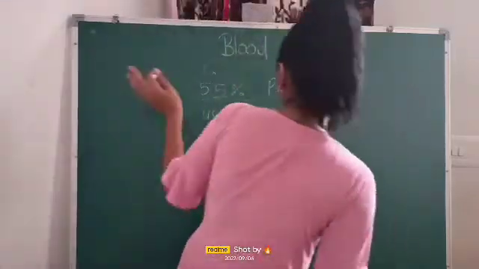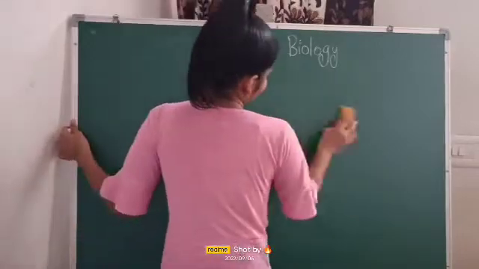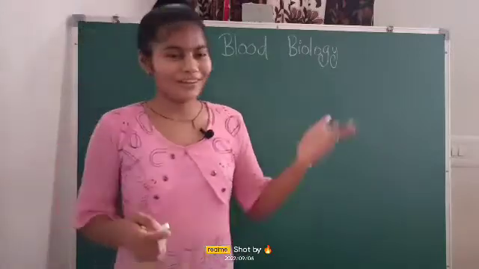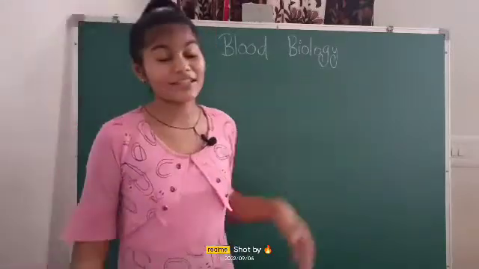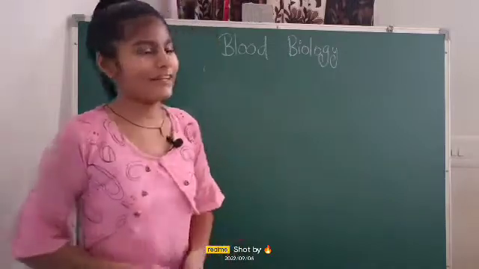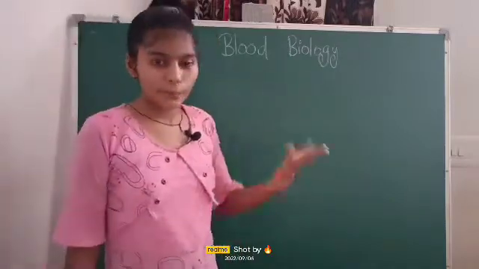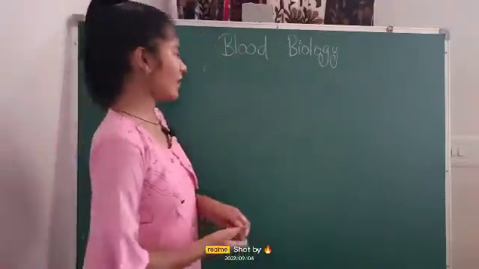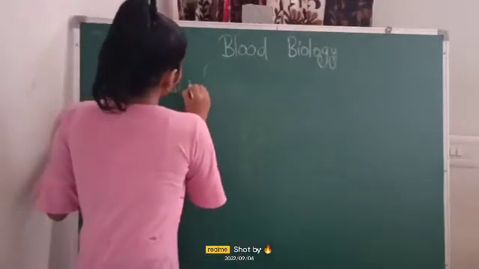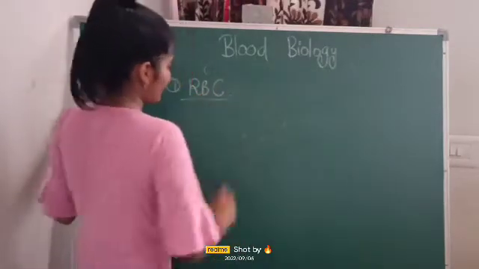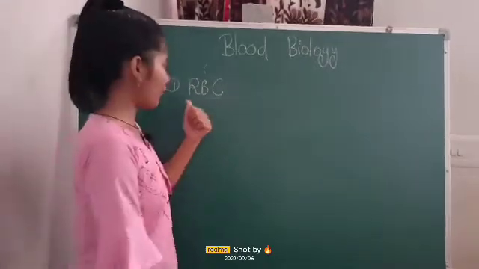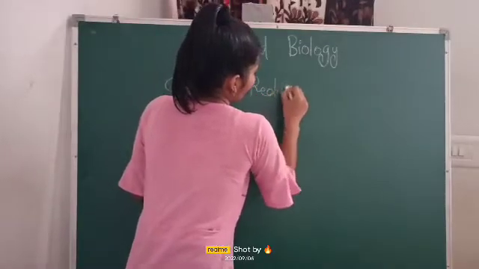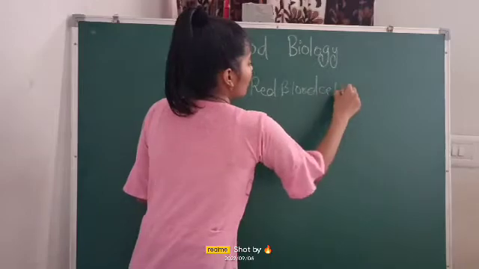So let's clearly understand blood cells. The study of blood is called blood biology, or cell biology for cell study. Talking about the components, we reach the blood cells, which we categorize into three types. The first one is RBC. RBC stands for red blood cell. Red blood cells are cells which are red in color.